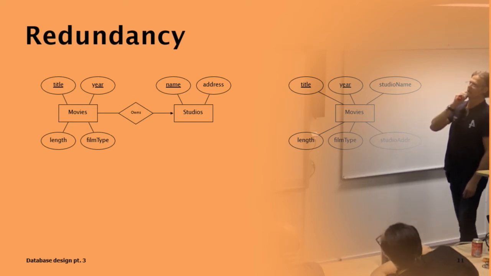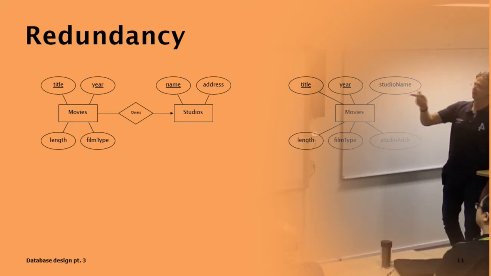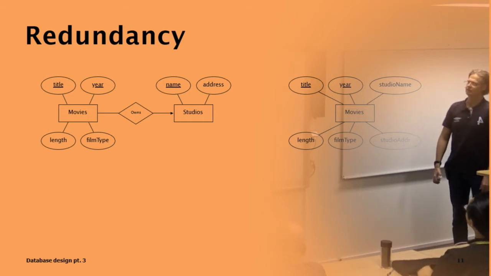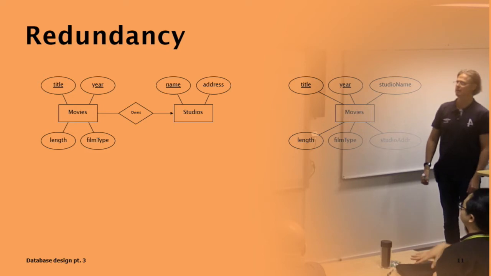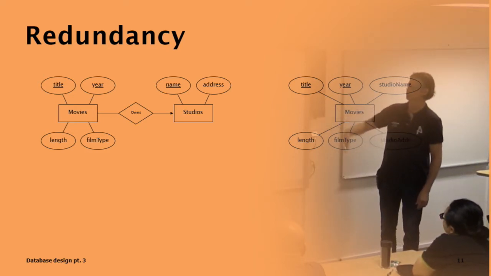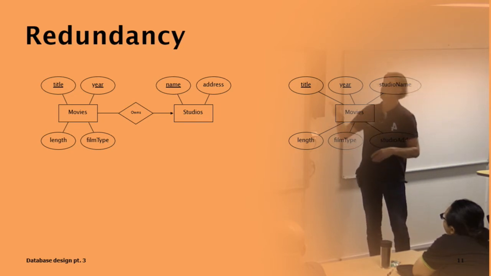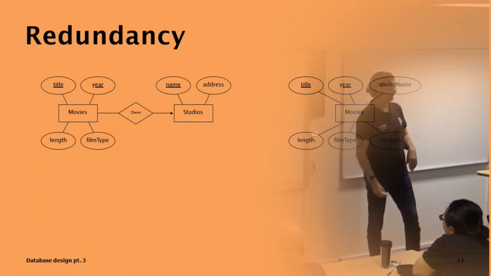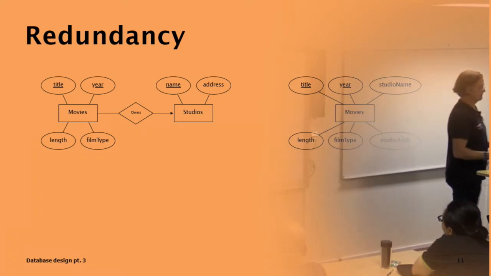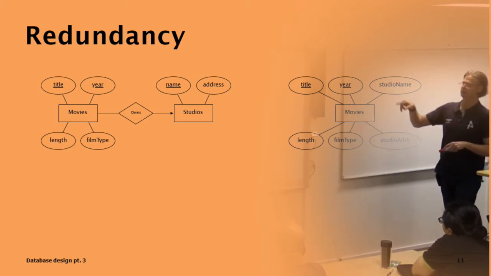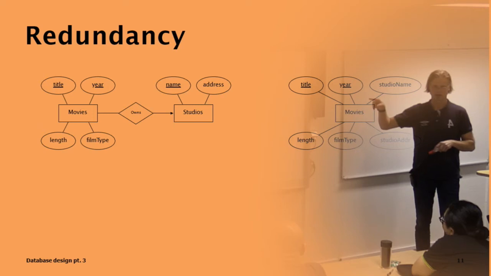So redundancy. If you have a look at the left model, you can see that a movie is part of one studio, and that studio has the two attributes name and address. And that is fine, because if you change the address or the name of the studio, any movie that is associated with that studio also has the correct address to that studio.